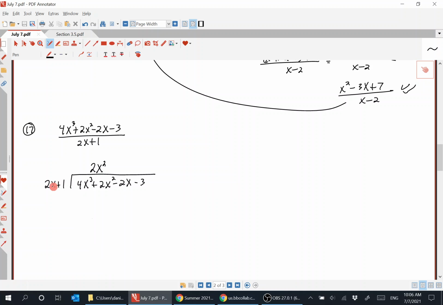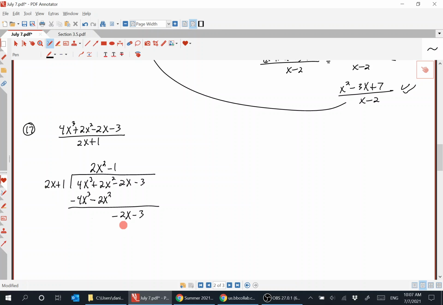So multiply this by 2x squared, so we get 4x to the third plus 2x squared. And now I want to subtract, so I flip the signs here. So this is minus and that's minus. Now I add, right? This is just 0 here. But now I got to bring down these two terms, minus 2x minus 3. What do I need to multiply here 2x plus 1 by to get 2x equal to minus 2x? Well, just minus 1. So that's the second term in my quotient.